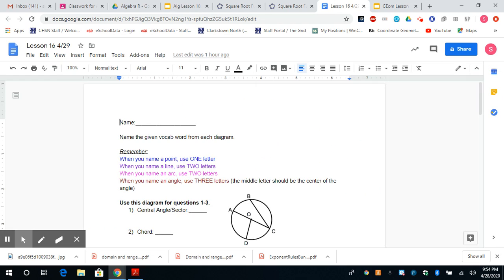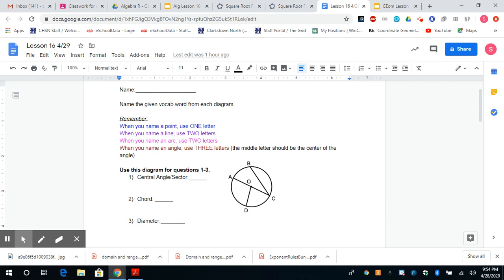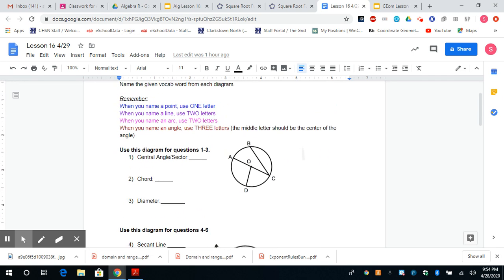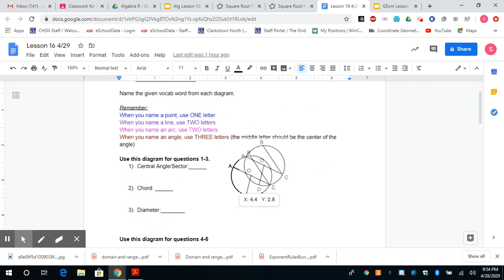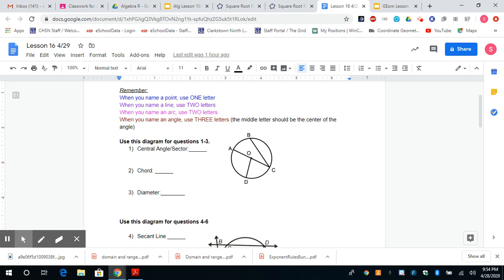All right, so looking at your homework. So again, homework is taking notes on the video we just did together, and you're going to do the same thing as the other day. Name the given vocab word from each diagram. So remember, when you name a point, you're using one letter. So if I asked you for the center point on this first diagram, it would just be O. Center's O. One letter, if you're talking about a point.